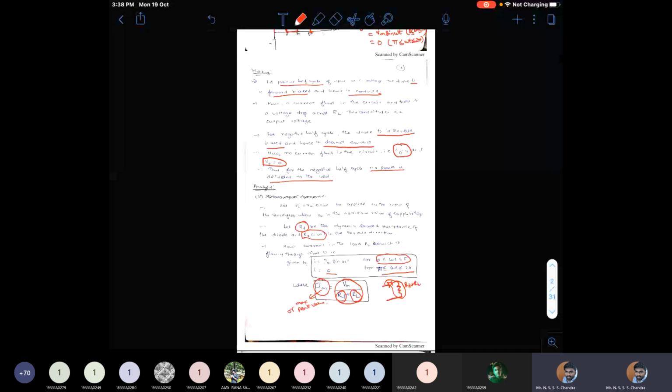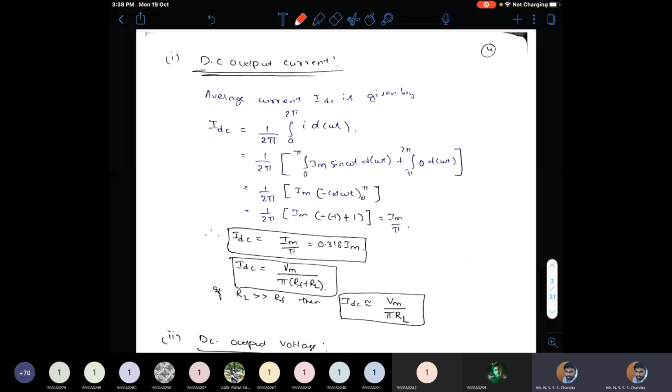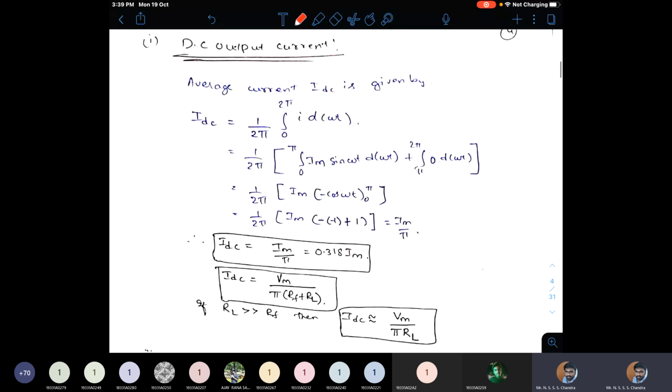Okay. Now we need to derive the value of the DC output current. Initially we are given the AC voltage. Now we have to determine how much DC current is drawn at the load terminals. You should know that DC means the average current value. So IDC is nothing but the average value of I.